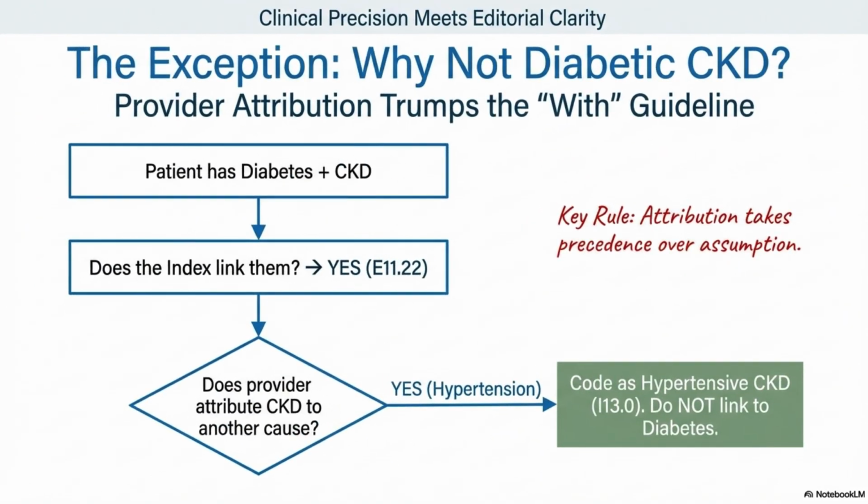This slide explains an important exception. Even though diabetic CKD is listed under "with," the provider explicitly attributes CKD to hypertension. Provider attribution always overrides assumed relationships. Therefore, we do not assign E11.22.